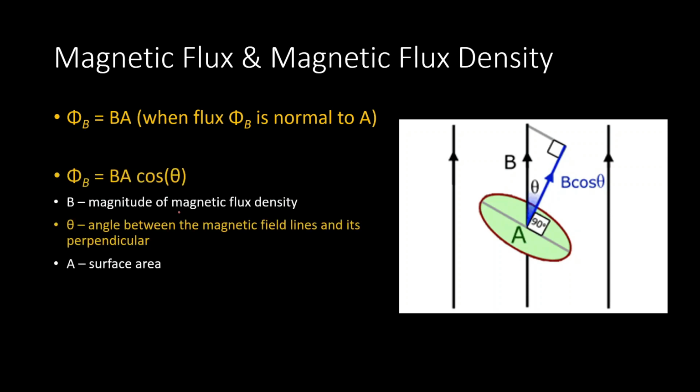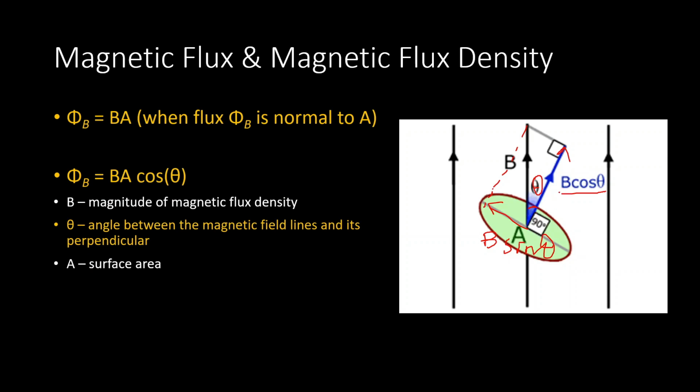However, when it's not perpendicular to the surface, but also not parallel to the surface, there is an angle in between these two. We can give the angle a term of theta. And then we decompose this vector component B into two vectors. One that is perpendicular to the area, which is B times cosine theta, and one is in parallel with the area, which is B sine theta. In this way, we can decompose the phi B into two cases.